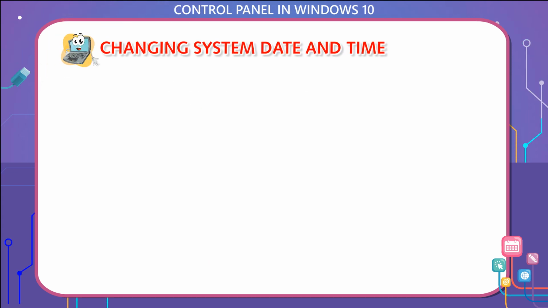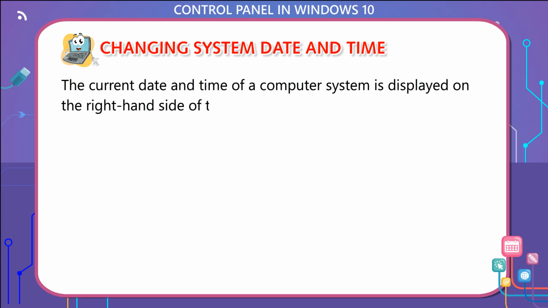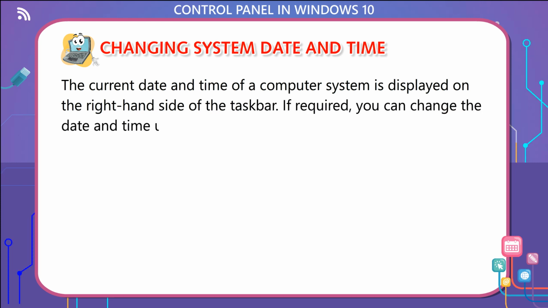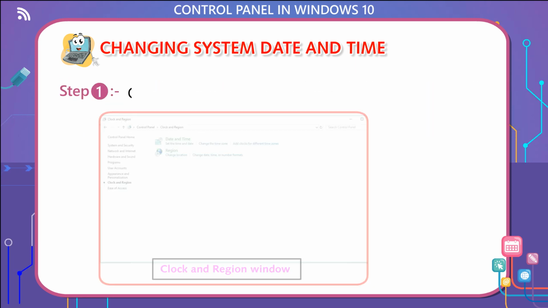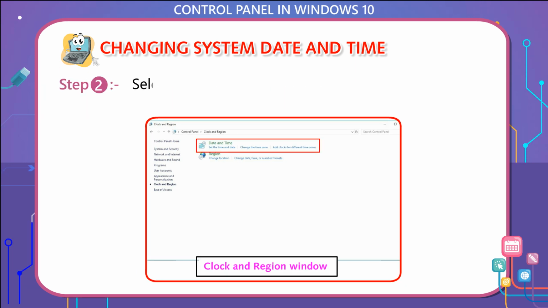Changing system date and time. The current date and time of a computer system is displayed on the right-hand side of the taskbar. If required, you can change the date and time using Control Panel. To do so, follow these steps. Step 1. Open the Control Panel window. Step 2. Select the Clock and Region category.